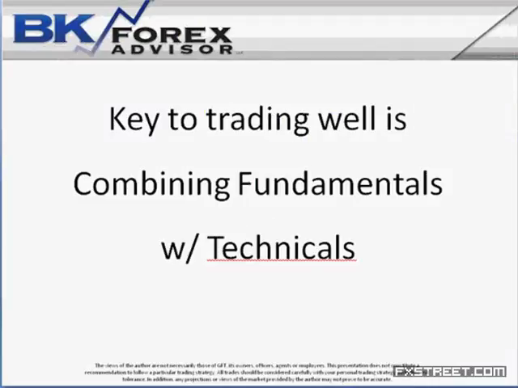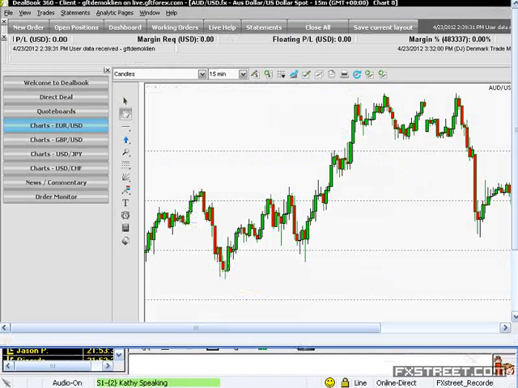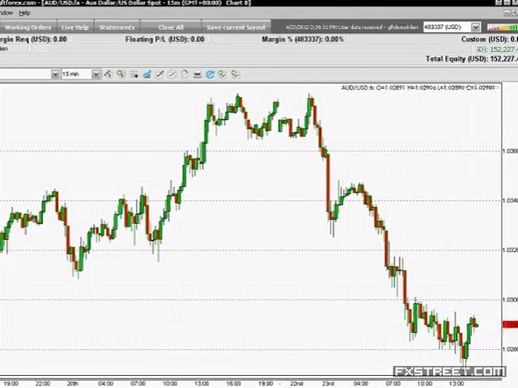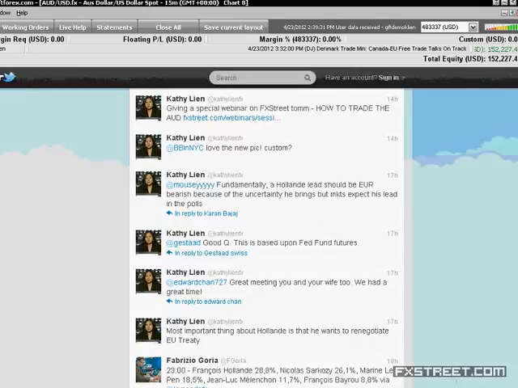The key to trading well is combining fundamentals with technicals. So with that, I want to share with you a little Australian dollar trading strategy. So let me just go to my chart for a second, and let me refresh my screen. This is a 15-minute chart of the Australian dollar. And this strategy is quite simple. It's more something I want to call your attention to. And it's basically the 50 trade. It's what we call the 50 00 trade in the Australian dollar.